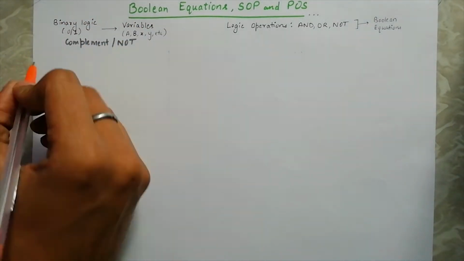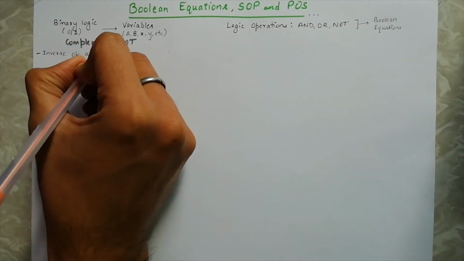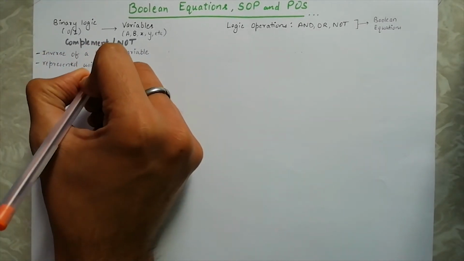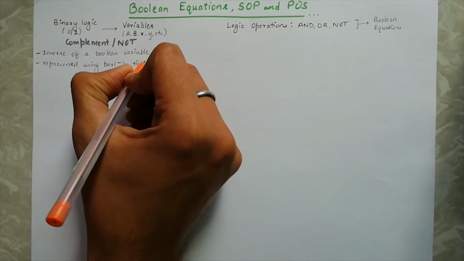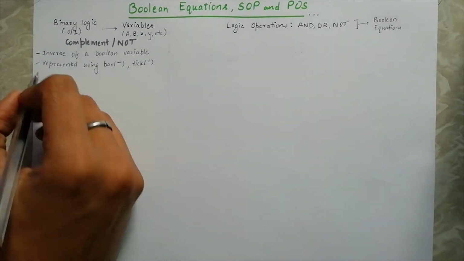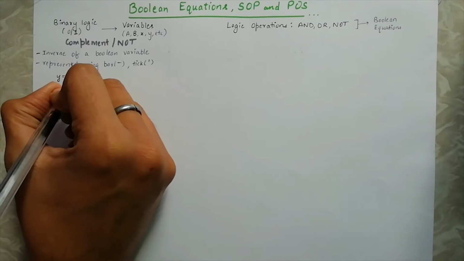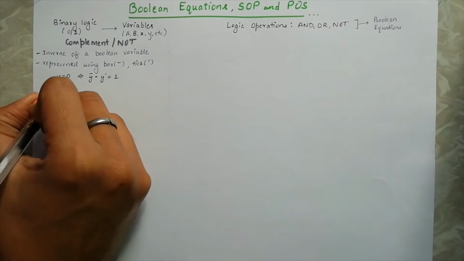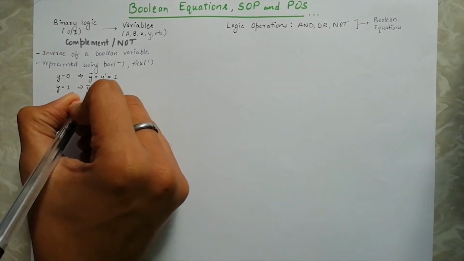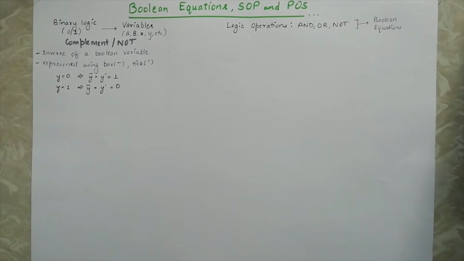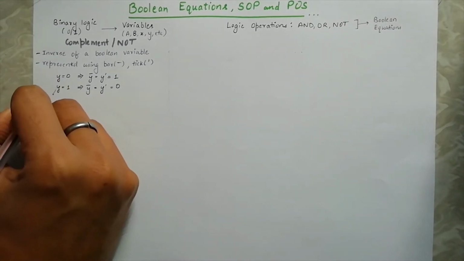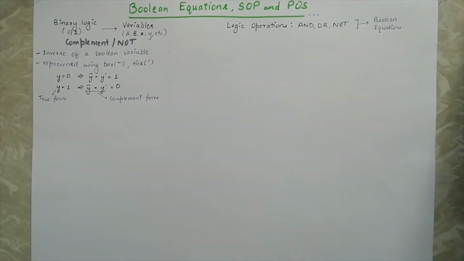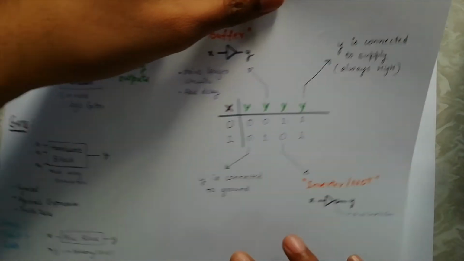Complement, also called as NOT, is the inverse of a Boolean variable. We use a bar on top of a variable or a tick to represent it when writing an equation. So if y is a Boolean variable and it is 0, then y bar equal to y prime is equal to 1. And if y equal to 1, y bar is equal to y prime equal to 0. Here y is called as the true form of the variable and y bar or y prime is called the complement form. I have the slide from previous video with me.